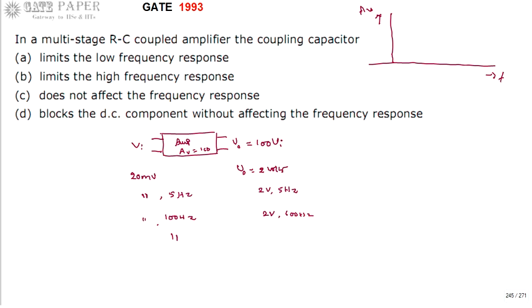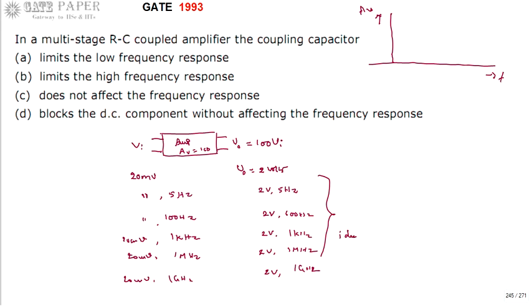If you are applying 1 kilohertz, you must get 2 volts at 1 kilohertz. If you are applying 1 megahertz, you must get 2 volts at 1 megahertz. Since you are not changing the input signal of 20 millivolts magnitude, we expect the same 2 volts at the output with the same frequency. If you apply 20 millivolts at 1 gigahertz, you would get 2 volts at 1 gigahertz. But this is the ideal situation.